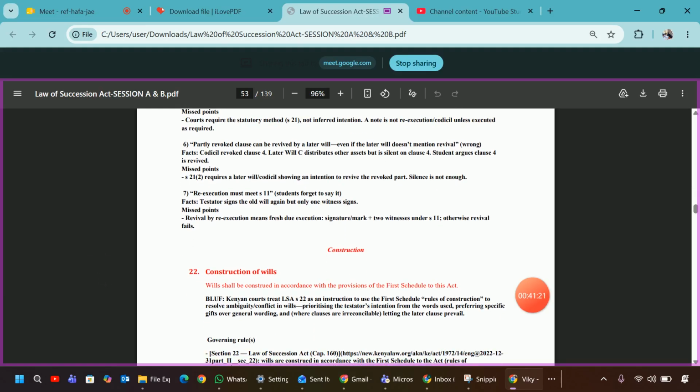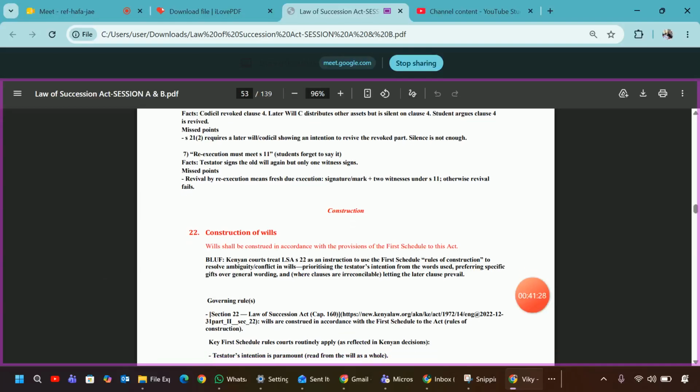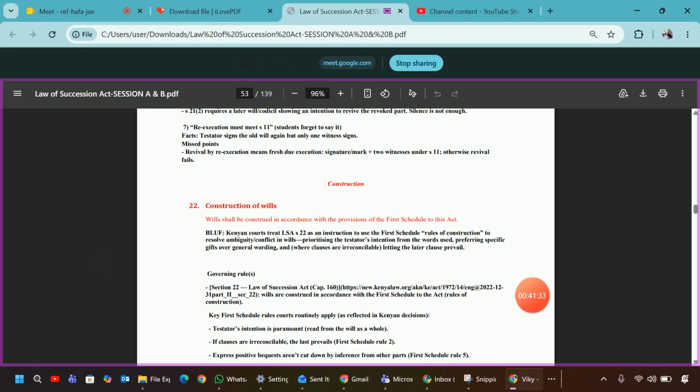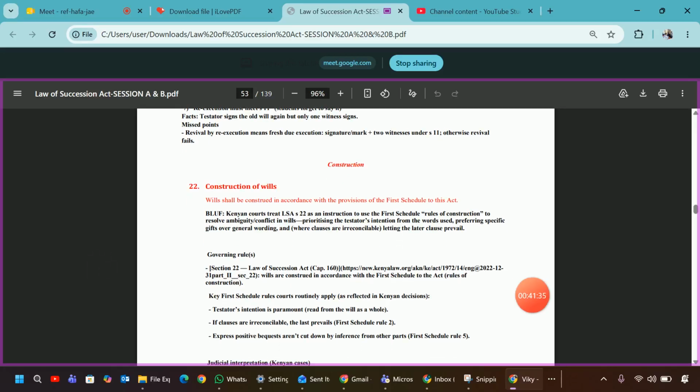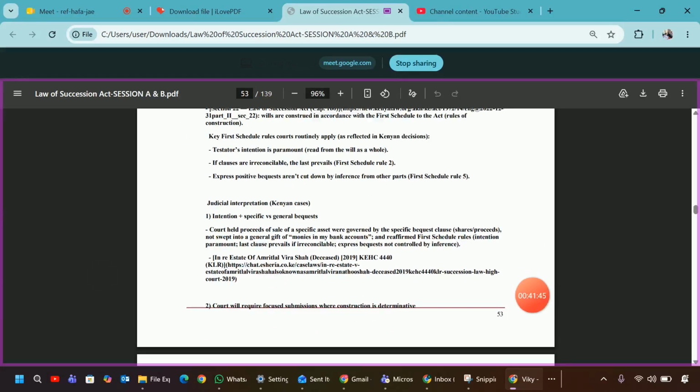So the missed point is that revival by re-execution means fresh due execution. We must see the signature, we must see the two witnesses under section 11, otherwise the revival will fail. If you read section 22, this is merely on construction of wills, and it tells us that wills shall be construed in accordance with provisions of the first schedule of the Act.